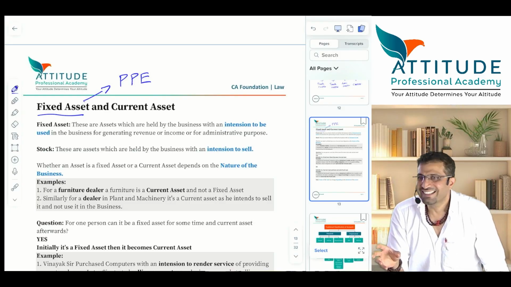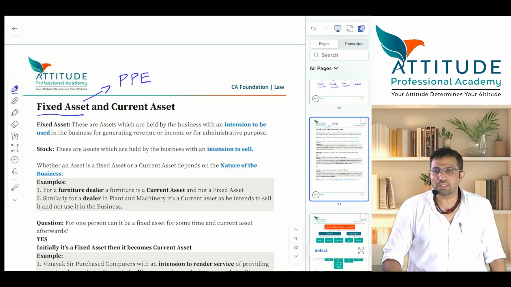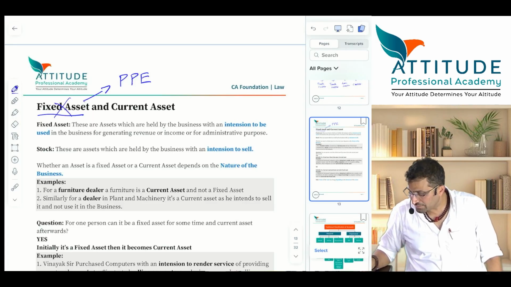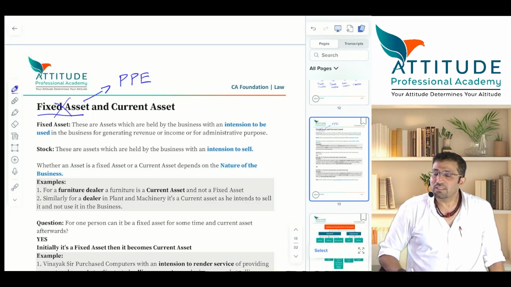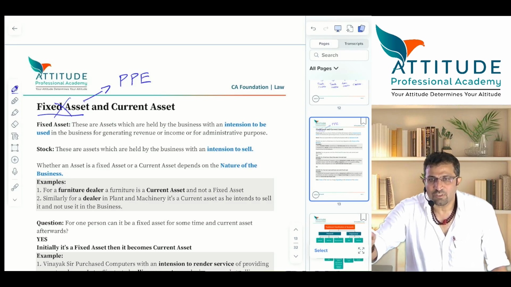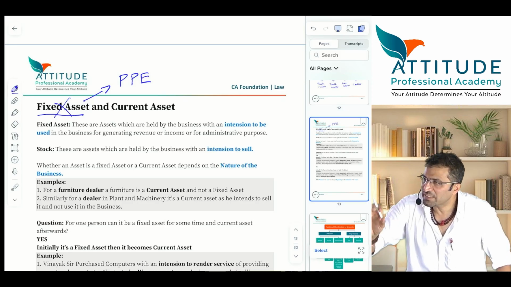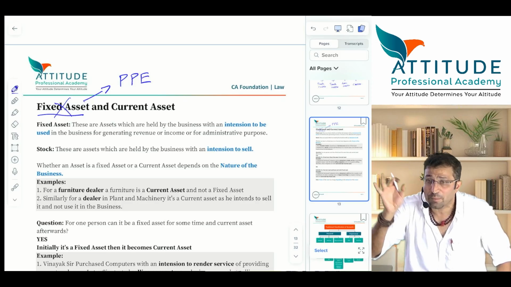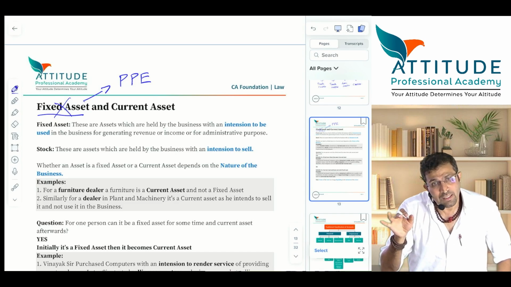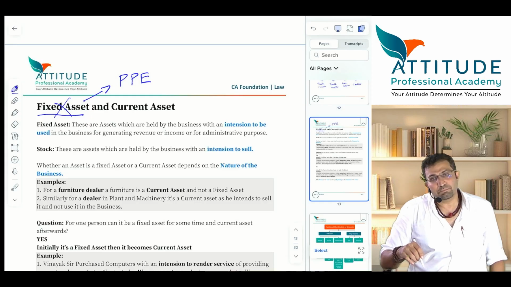Is that clear? Understood? Property, plant and equipment. So now fixed asset is gone. Now it is known as what? PPE. But it's okay if you use the term fixed asset for individuals. For partnership firms, okay. For a company, that fixed asset should not be written as fixed asset. It should compulsorily be written as PPE. What is PPE? Property, plant and equipment.